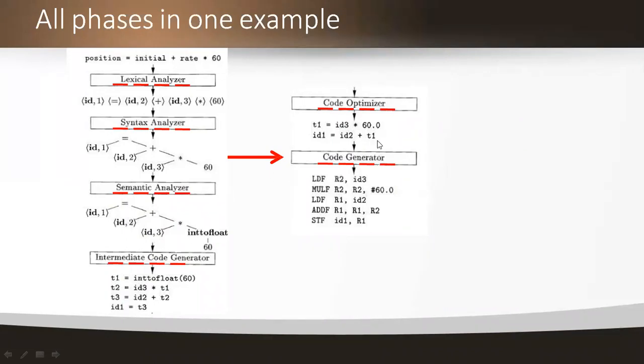So after generating the output for the code optimizer in the form of an intermediate code representation by minimizing the lines of the code, that is taken as an input to the code generator.